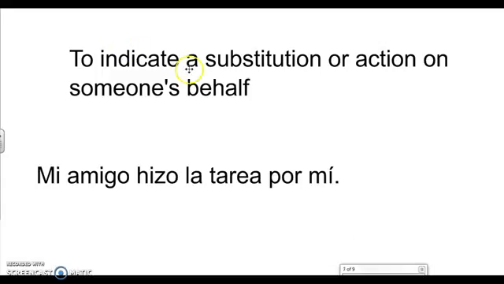We use por to indicate a substitution or action on someone's behalf. Mi amigo hizo la tarea por mí. Now, I don't recommend doing this, but the sentence means my friend did the homework for me. In other words, he did the action on my behalf.